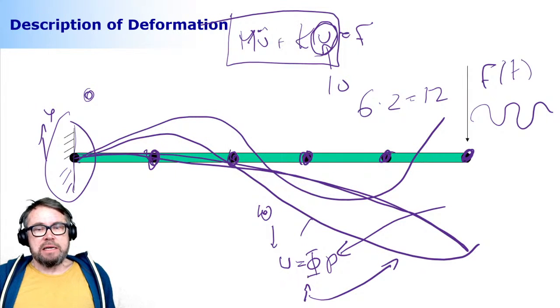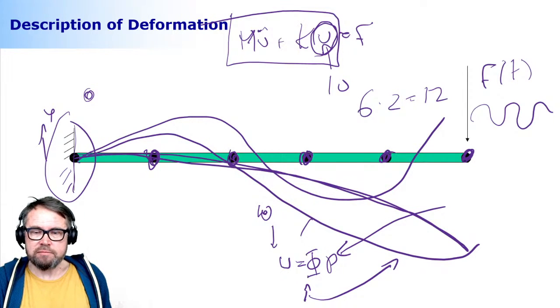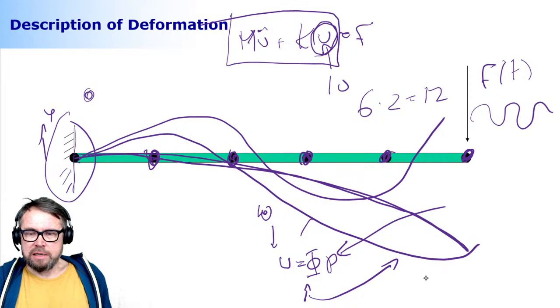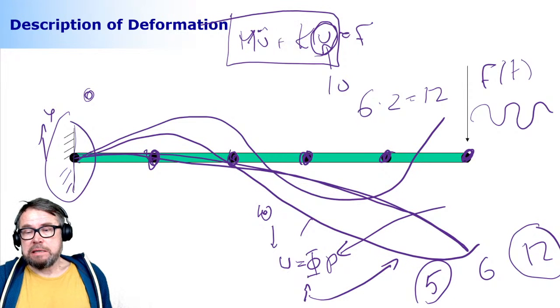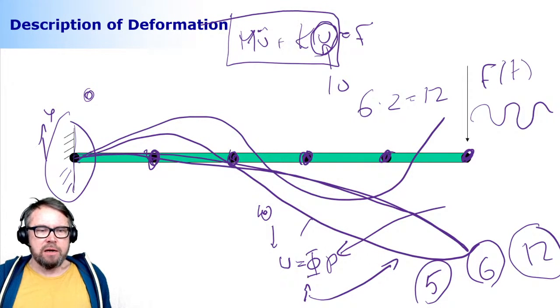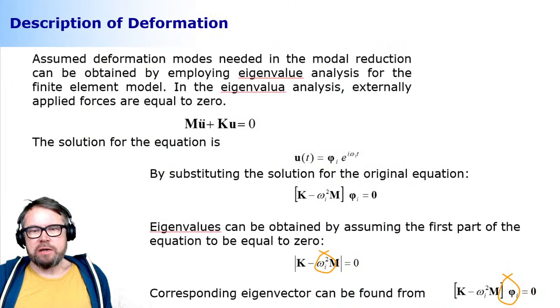So if I'm asking about a structure that consists of, let's put it here, 5 elements, 6 nodal locations, and 12 nodal degrees of freedom, there's going to be 12 different ways that I can extract by using my eigenvalue analysis. 12, not related to the number of elements, not really related to the number of nodes itself, but the nodal degrees of freedom. Okay, so with that, let's take a look at how an eigenvalue analysis works.